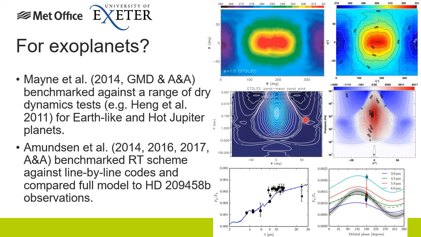And then at the bottom here, a range of papers by David Amundsen benchmarked the radiative transfer scheme against line-by-line codes, shown on the left here, performing quite well, and on the right, using the full model to model HD209. And again, it shows quite a reasonable comparison to what observations we have. So it's not bad, I think.